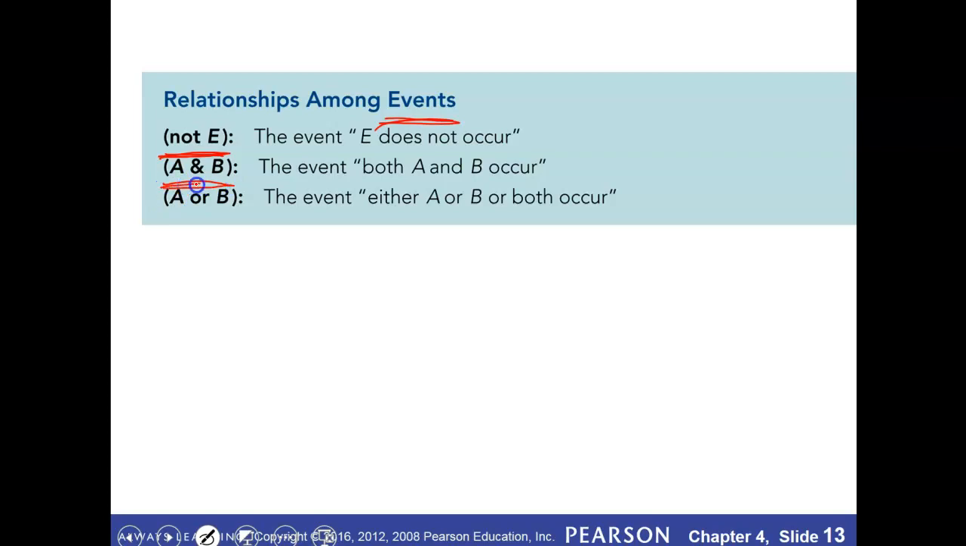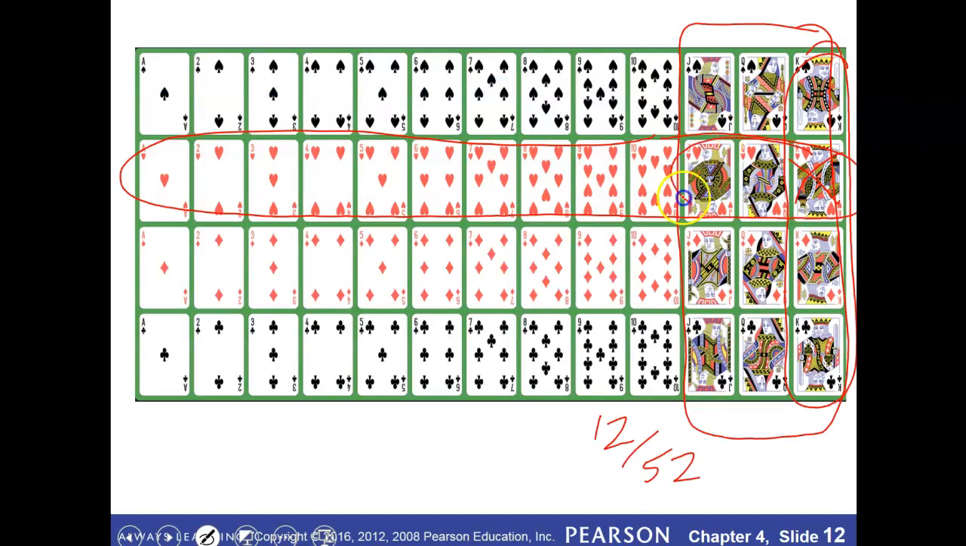Then we have A and B. And so that would mean that it has to be both. So for example, let's say event A was that it's a face card and event B was that it is a heart. Well, the event A and B would be these 3 cards right here, because those 3 cards are both face cards and they're hearts.